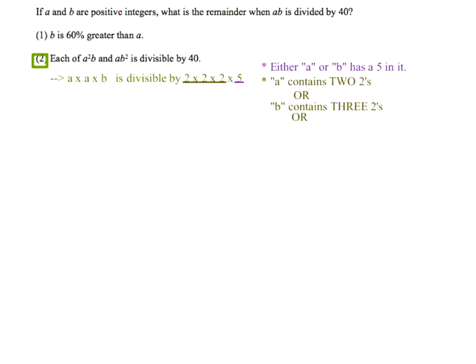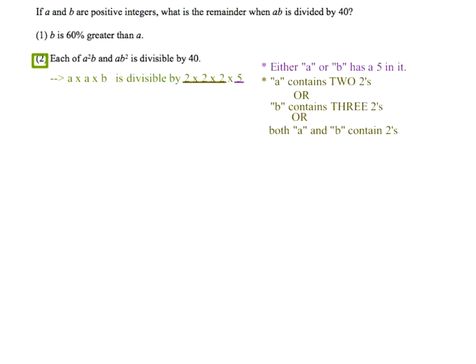Or you might get contributions from each thing. So if B has a 2 in it and A has a 2 in it, then you will get 2 times 2 times 2, and so you can also get it that way. So the other case is that both A and B contain 2s. Okay, and then you can do the same sort of thing with the other case.